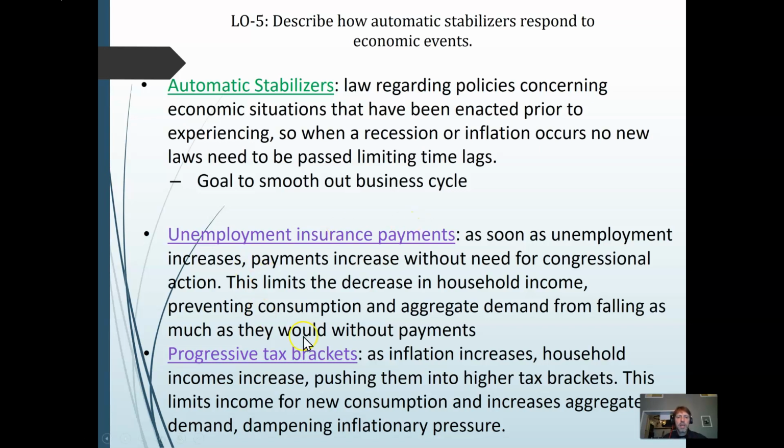And then the progressive tax bracket is another one. Automatically, your tax will increase as you earn more. It will decrease as you earn less. So if you're someone who's gotten a promotion, you'll end up paying more tax. If you're someone whose job was furloughed or who was cut to part-time, your taxation will automatically drop.